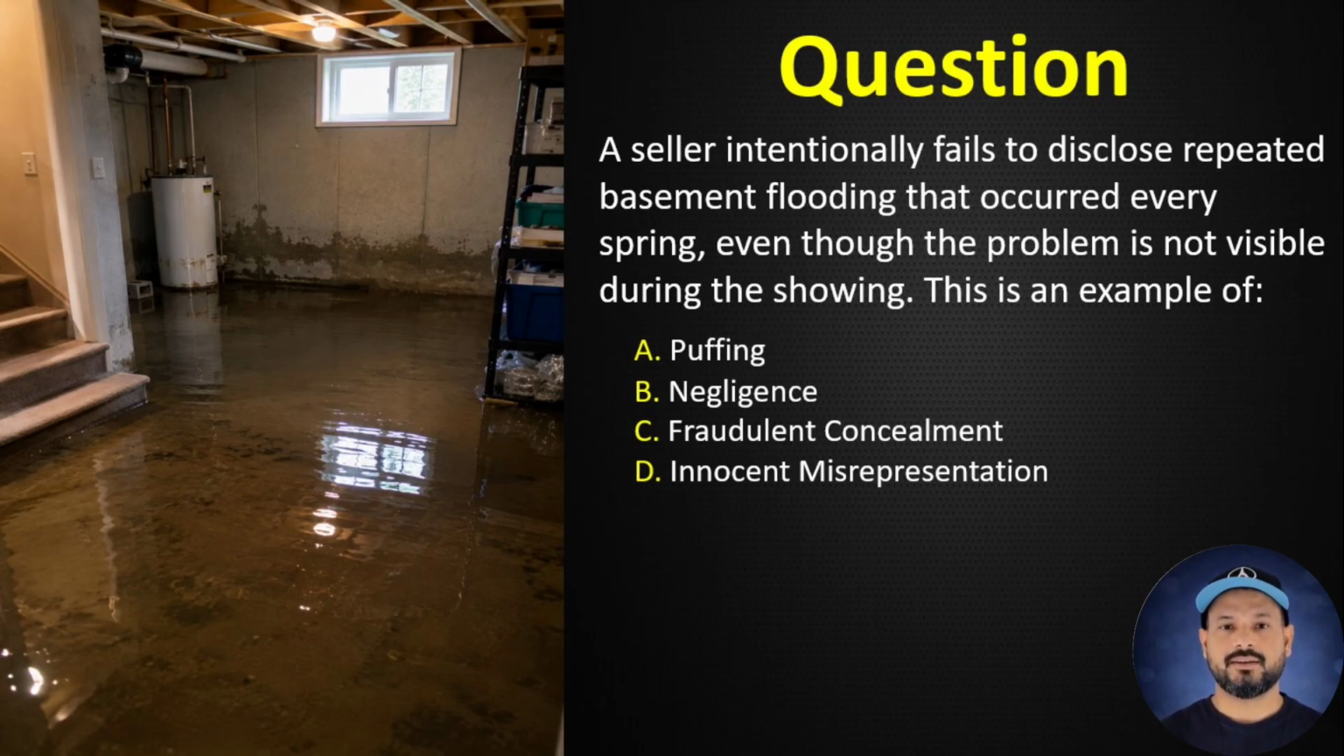Question number 9. A seller intentionally fails to disclose repeated basement flooding that occurred every spring, even though the problem is not visible during the showing. This is an example of A. Puffing, B. Negligence, C. Fraudulent concealment, D. Innocent misrepresentation. Correct answer, C. Fraudulent concealment. Deliberately hiding a known material defect is fraudulent concealment.